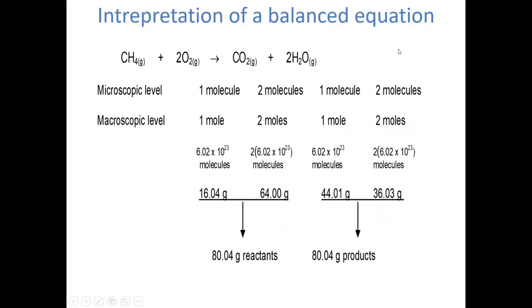So, interpretation of a balanced equation, for example, at the microscopic level: one molecule of methane reacts with two molecules of oxygen to produce one molecule of CO2 plus two molecules of water. At the macroscopic level: 1 mole, 2 moles, 1 mole, and 2 moles. Macroscopic is moles, microscopic is molecules.